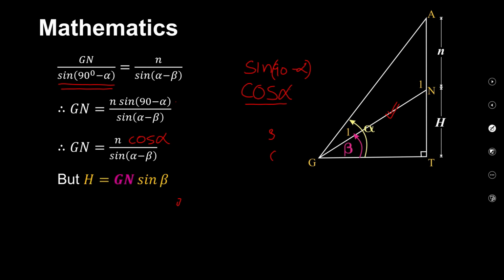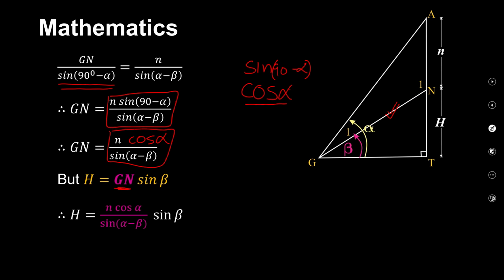Okay, but remember we were trying to find an expression for H. And earlier we said that H is equal to Gn times sine of beta. So H is equal to Gn sine beta. And now I'm going to substitute this piece here for Gn. Okay, so I'm going to put that in place of that Gn, and let's see what happens. It was actually that expression, the simplified version: n cos of alpha over sine of alpha minus beta.